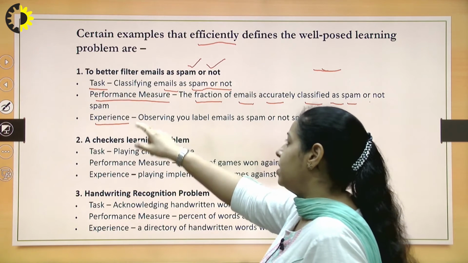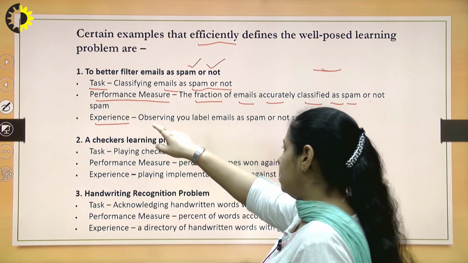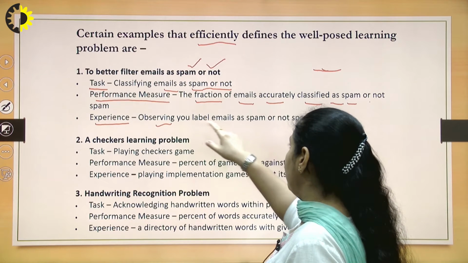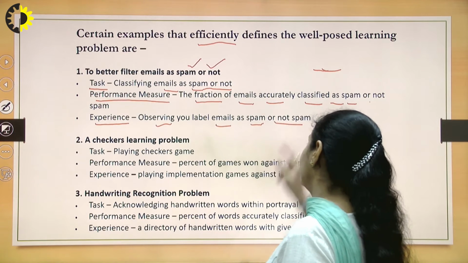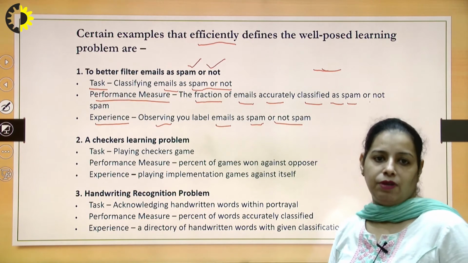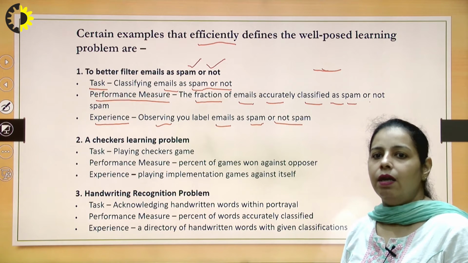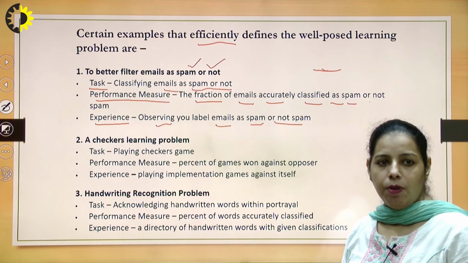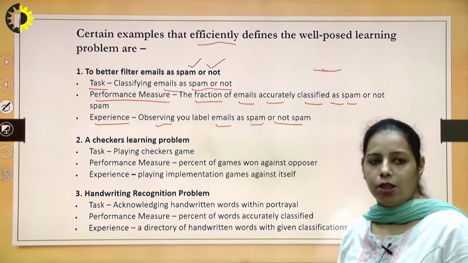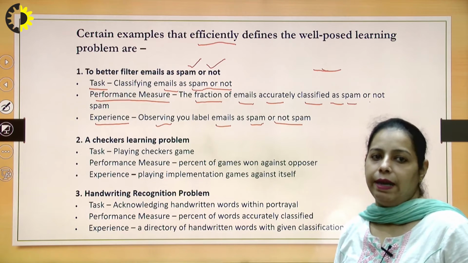The experience which is gathered from this overall problem is observing you label emails as spam or not spam. That is the final experience gathered, that we classify the data set or our problem set into spam mails or not spam mails. That is the output we get.